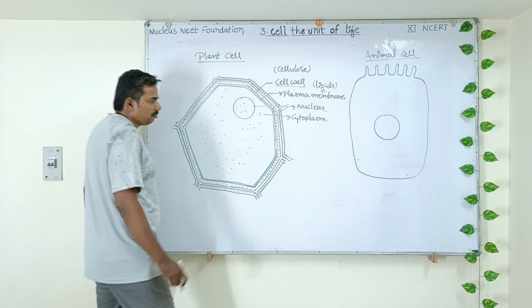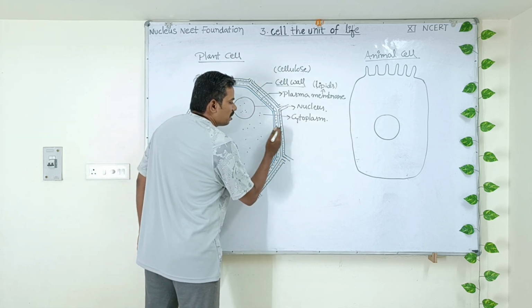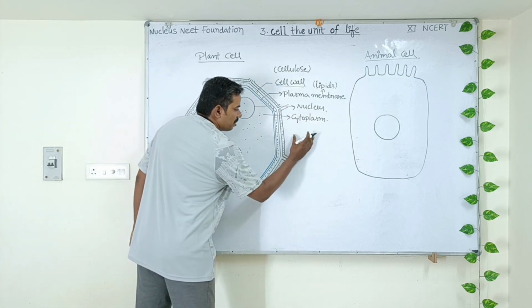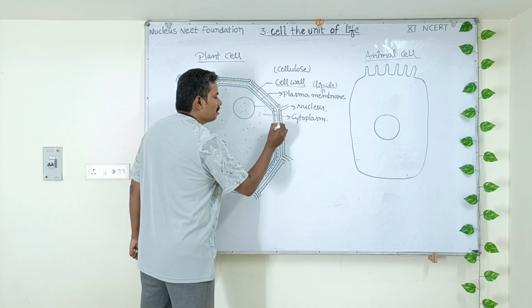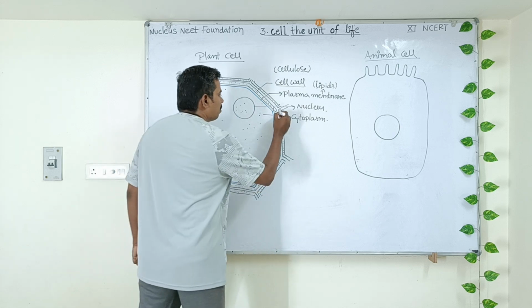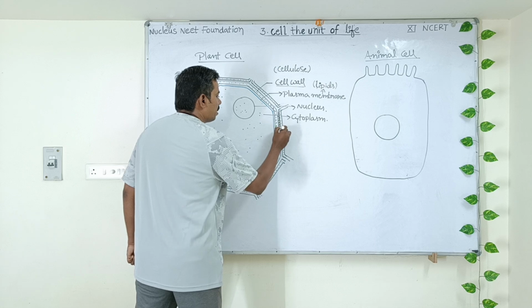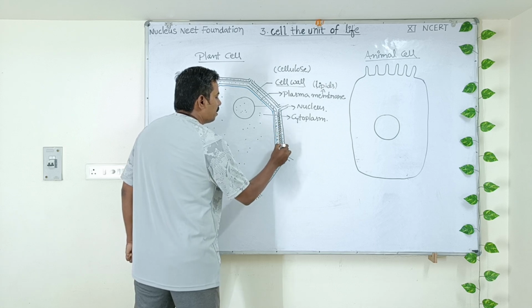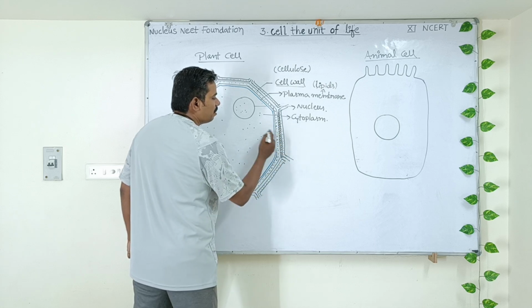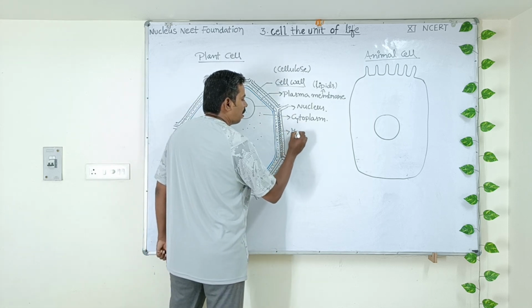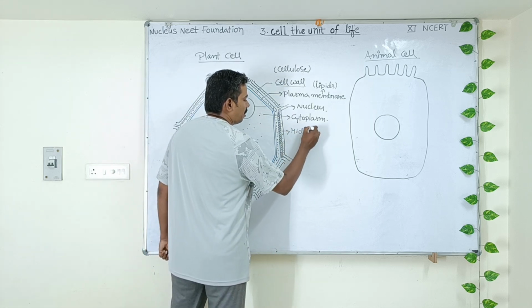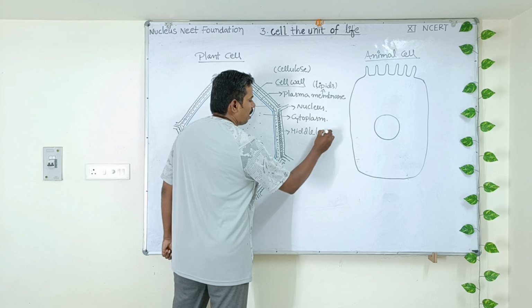Okay, so now, between the two adjacent cells, this is one cell, here is one more cell. Between the adjacent cells, there is a cementing material. So I am going to shade it. This is the cementing material. The cementing material which will bind two adjacent plant cells, it is called middle lamella.